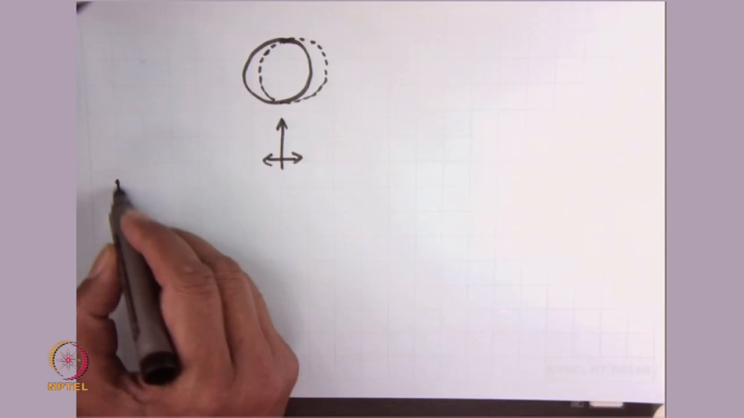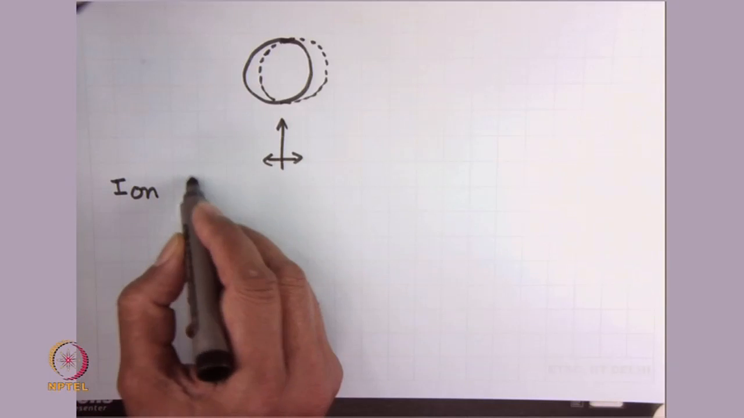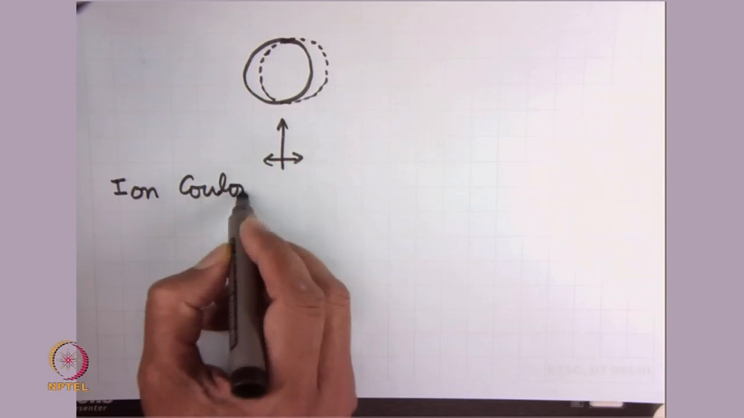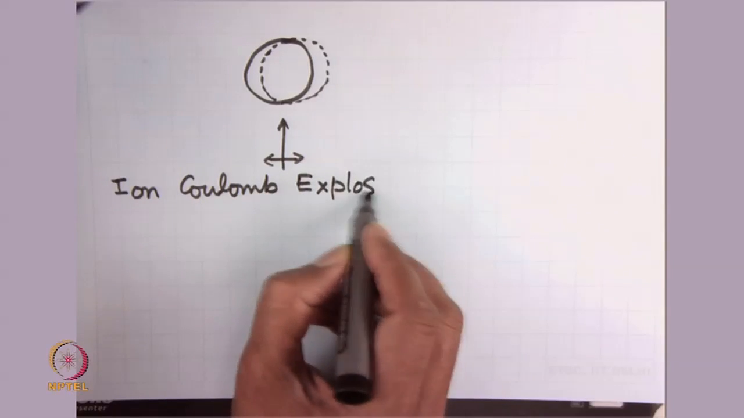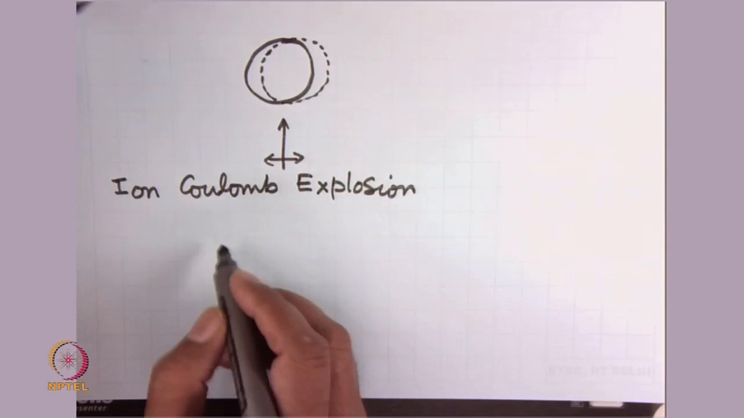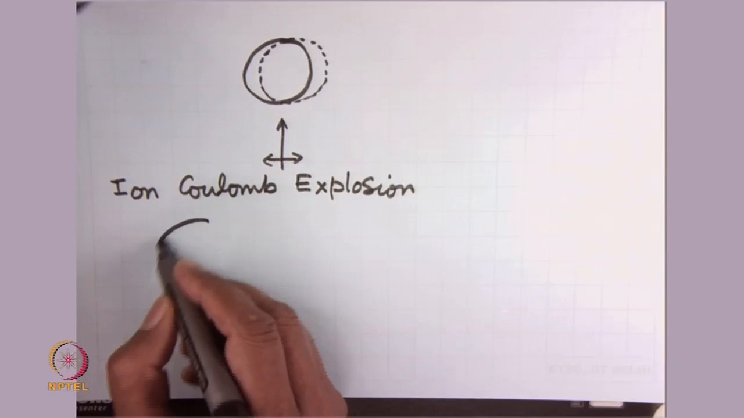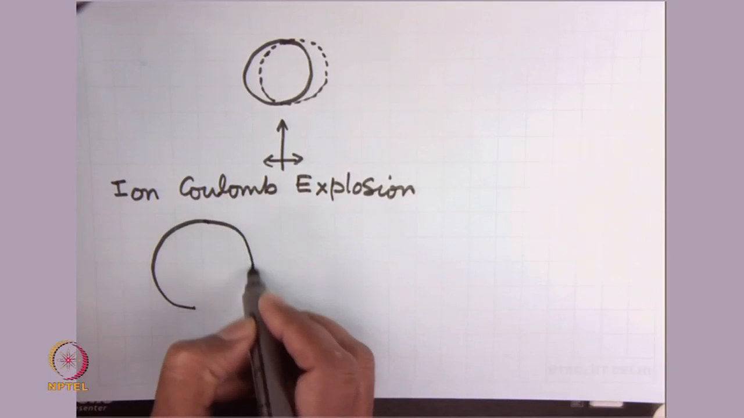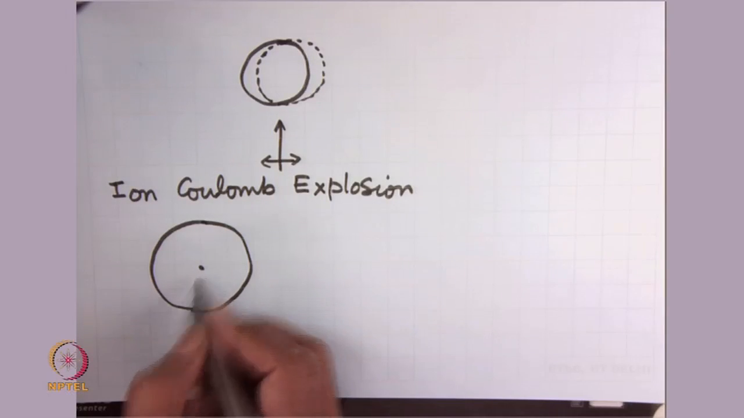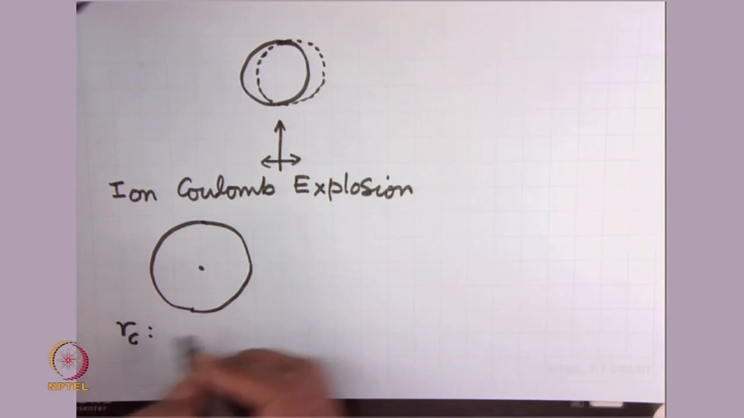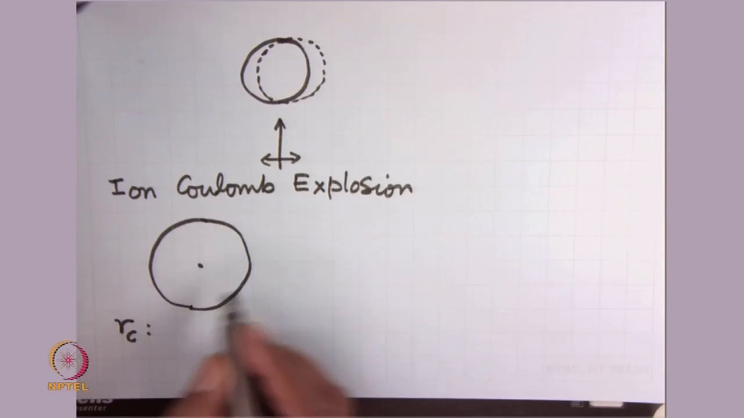Now, let us consider an ionosphere. So, I am now talking about the ion Coulomb explosion. Consider an ionosphere, forget the electrons for a moment. This is the center of the ionosphere. Ions repel each other, and I want to estimate how much energy they will gain. The radius of the ionosphere is RC, the initial radius of the ionosphere.